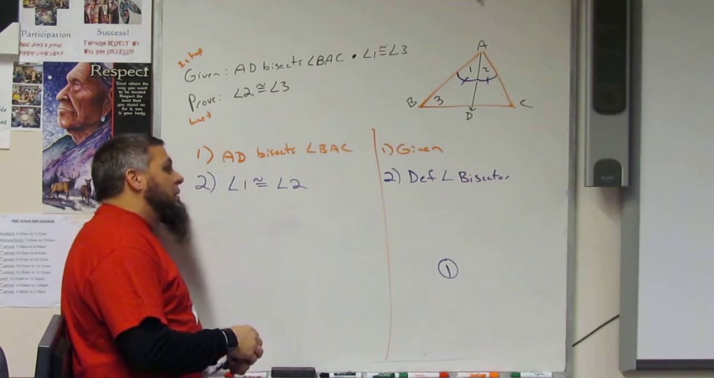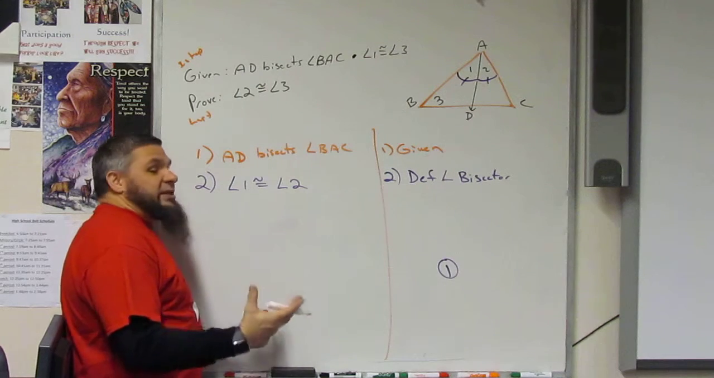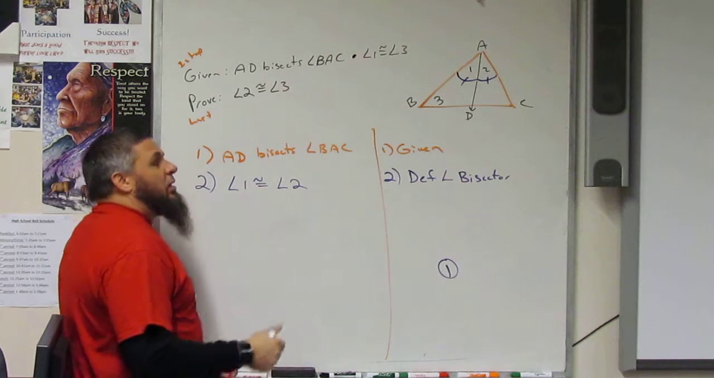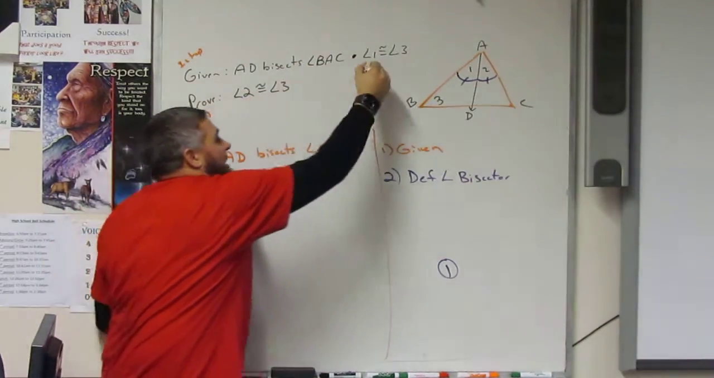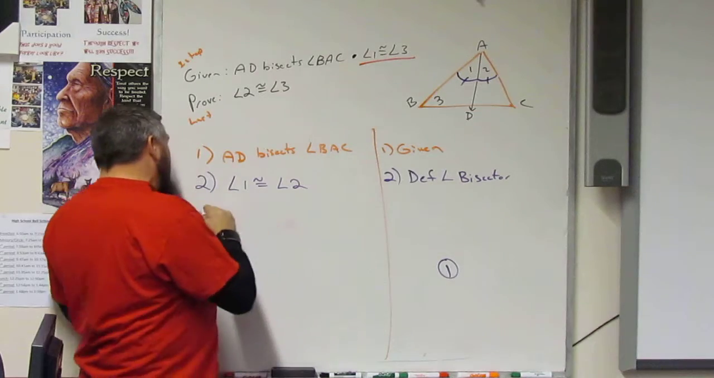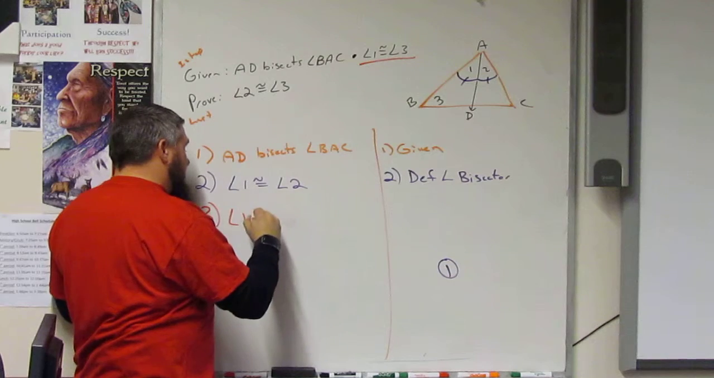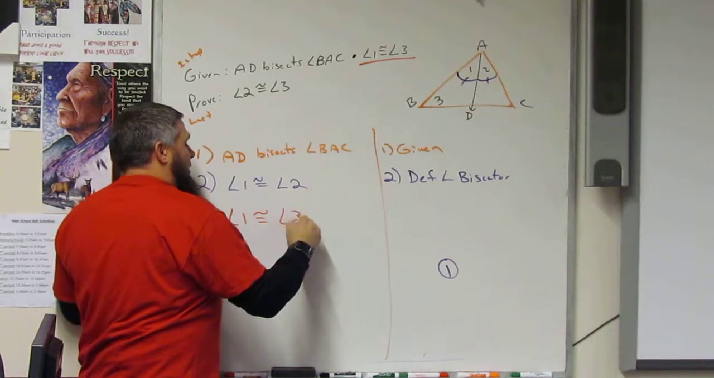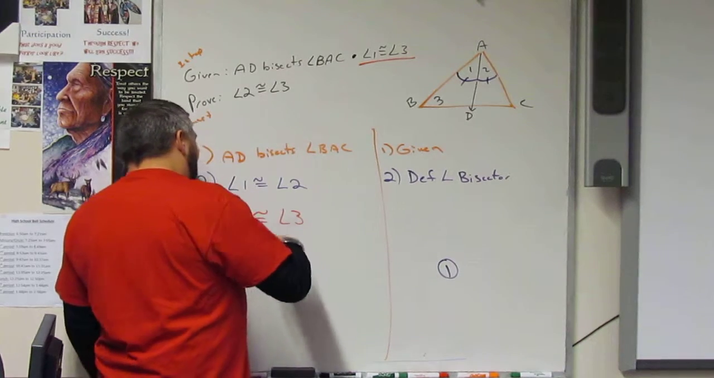All right. Let's go with the next part. What next? Oh, I don't know. Okay, so I don't know what else can go, so I'm going to grab the next one. The next given. And so the next given is angle 1 is congruent to angle 3. Why?